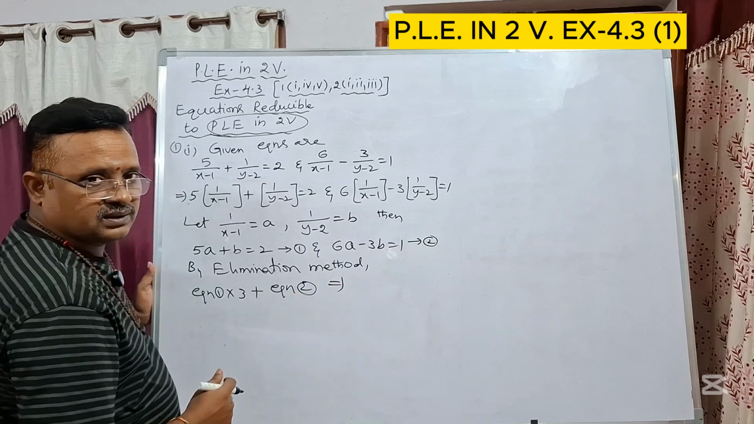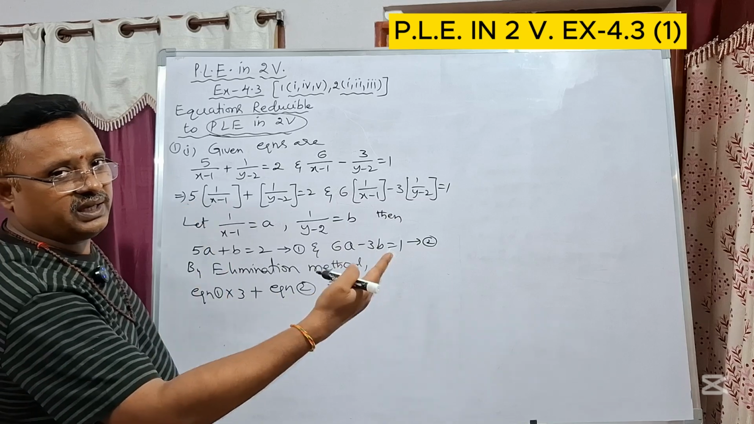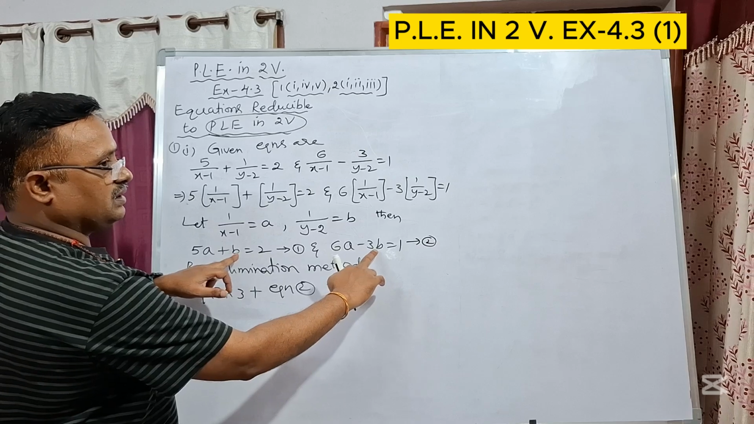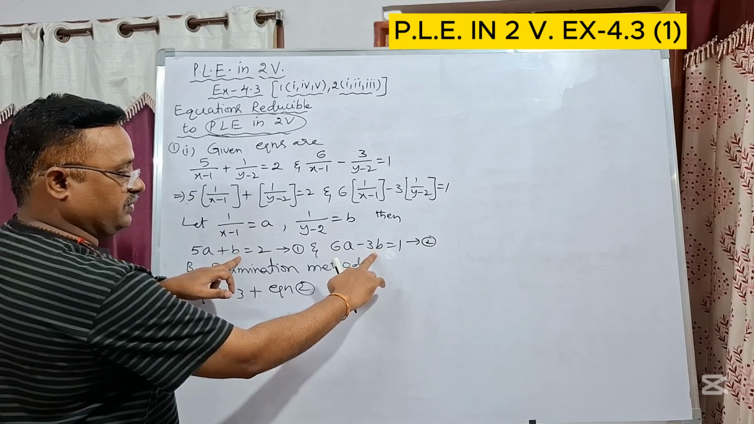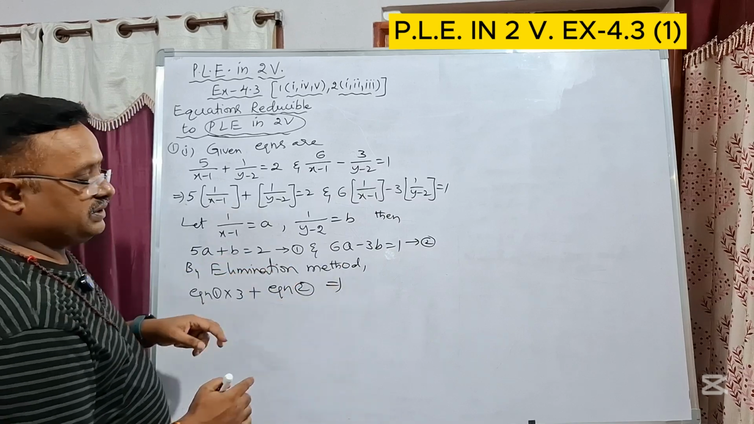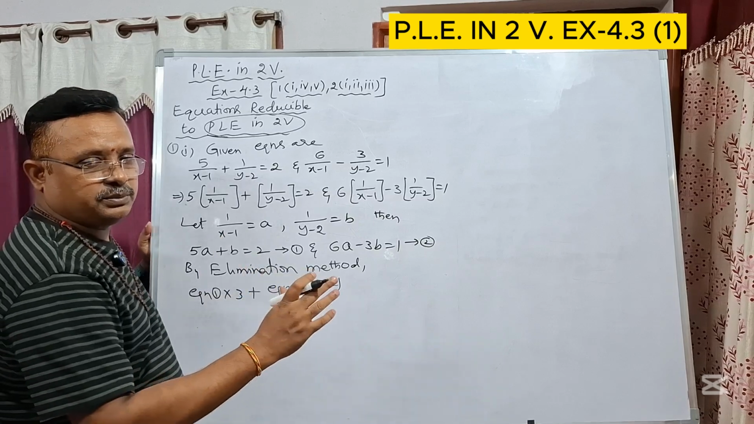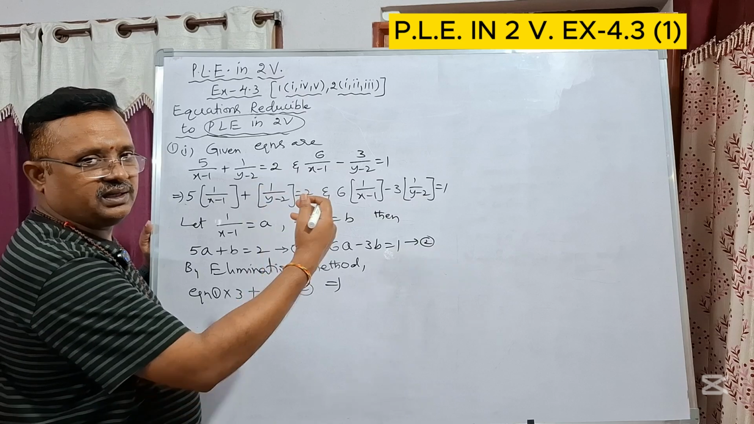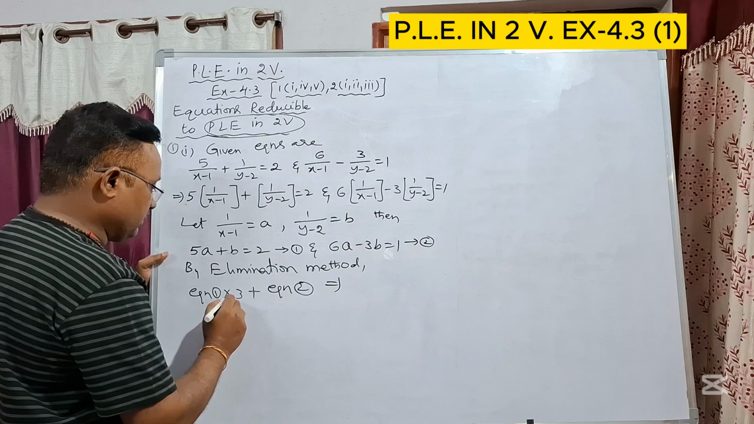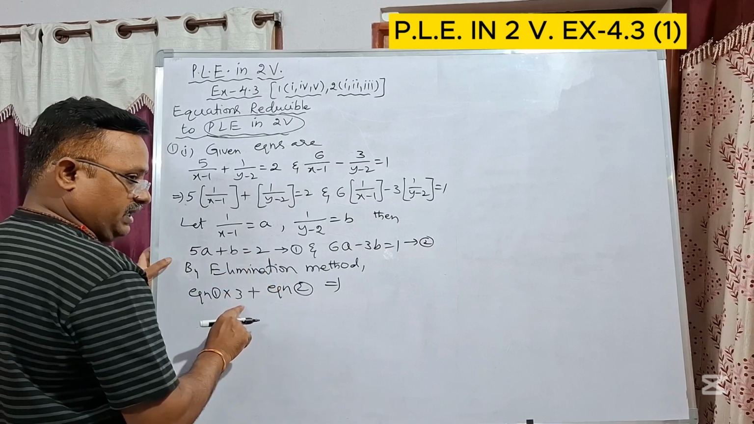Elimination method means eliminating one of the variables with reference to their same coefficients. Since the coefficients are not the same for b, I am doing this calculation, and they have opposite signs, so just add them. This explanation of the elimination process and substitution process had been given in exercise 3.4. Now equation 1 into 3 means these total terms are multiplied by 3.